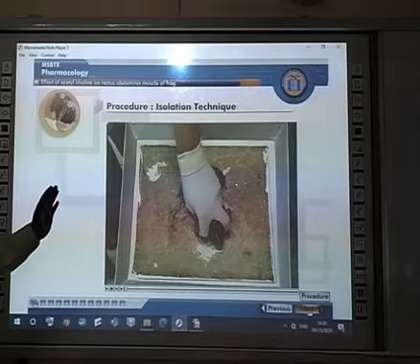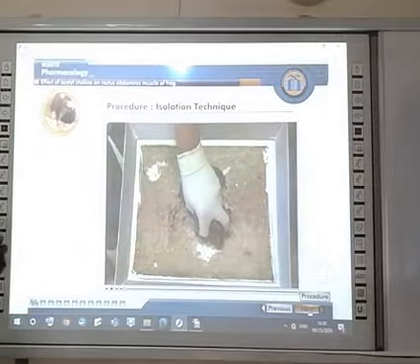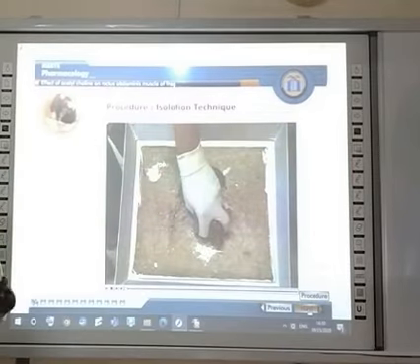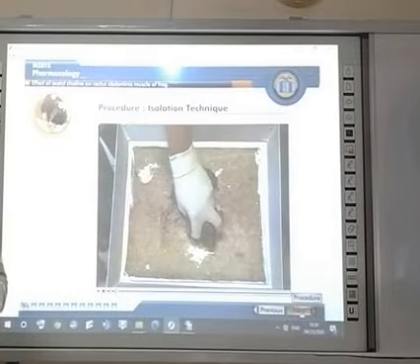So next, that is the isolation technique. How to isolate the rectus abdominis muscle of frog. We will see this video of isolation of rectus abdominis muscle of frog.